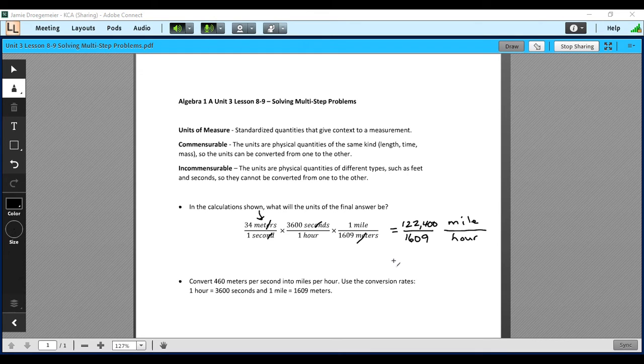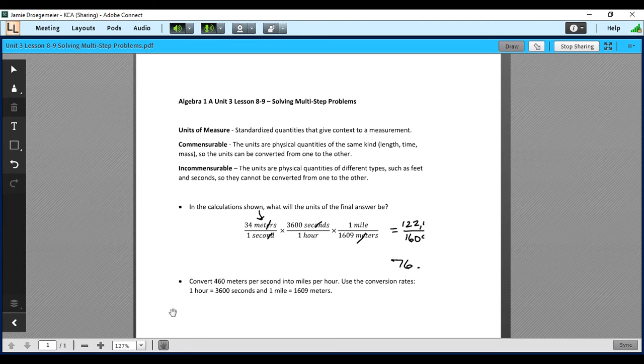And when I do that division, I get 76. They didn't tell me how to round it, so I'm going to round it to one place. It's about 76.1 miles per hour. And so 34 meters per second, that speed would be equivalent to about 76.1 miles per hour. So that's how we would go about making those conversions.